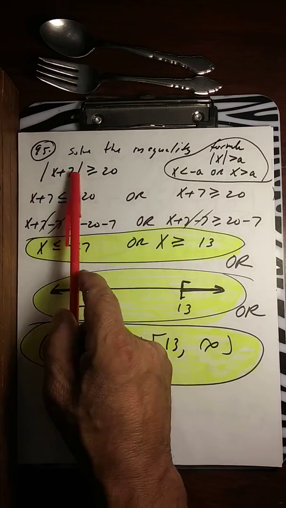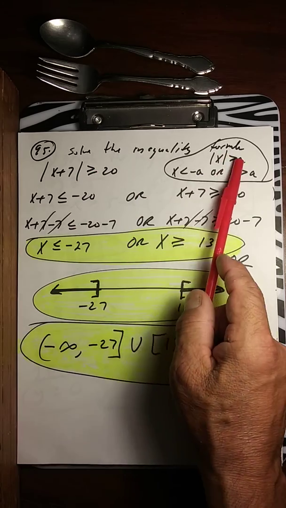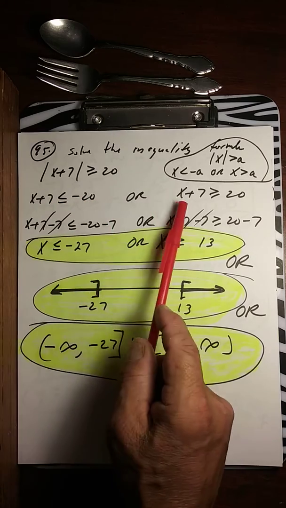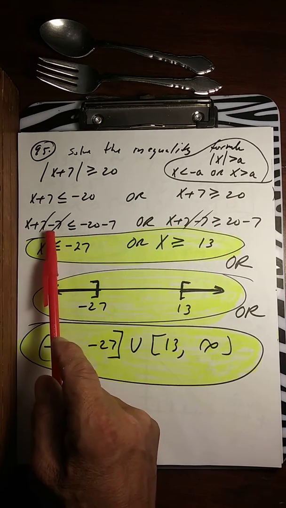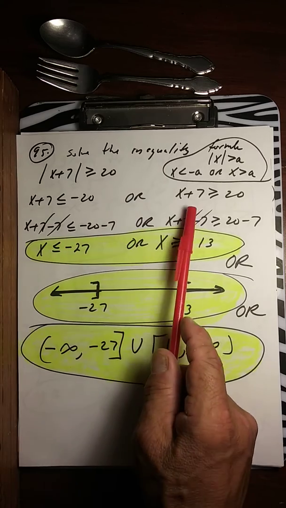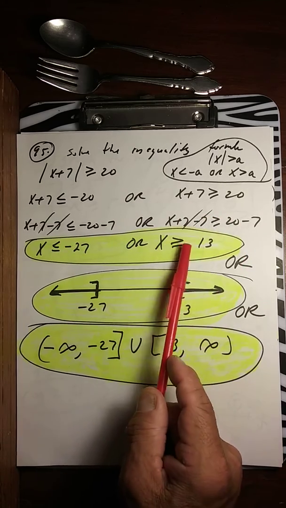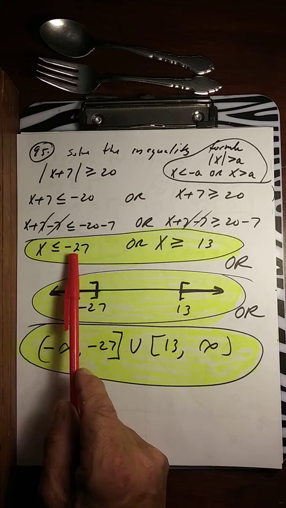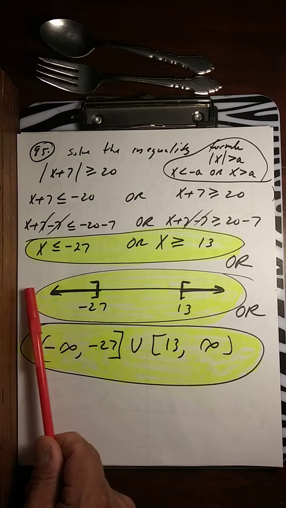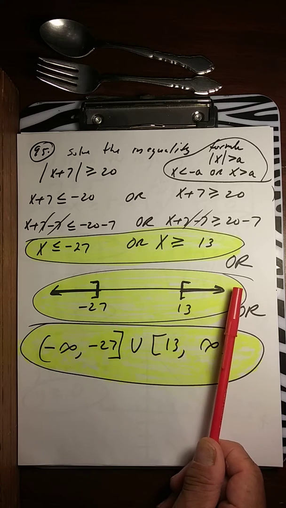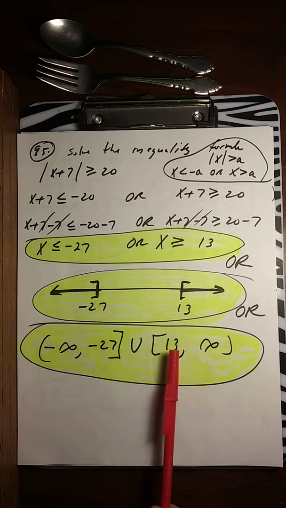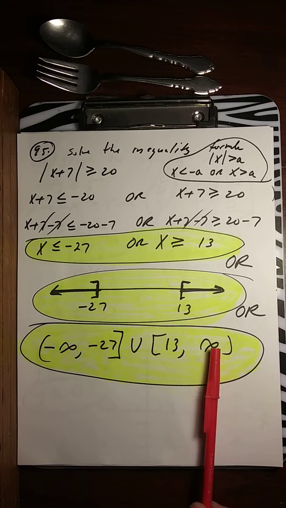Solve the inequality greater than or equal to 20. So if it's greater than, it's going to be less than negative a or bigger than positive a. So less than negative 20 or greater than positive 20. So minus 7, x is less than negative 27, or minus 7, x is greater than 13. So less than negative 27 or greater than or equal to 13. So it's from negative 27 this way and from 13 that way. Or negative infinity to negative 27 included in it, union from 13 to positive infinity.